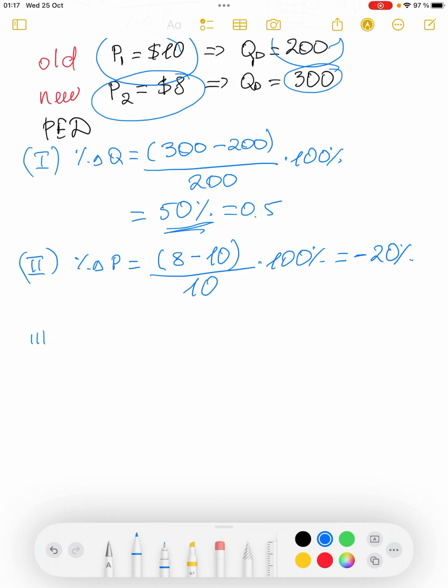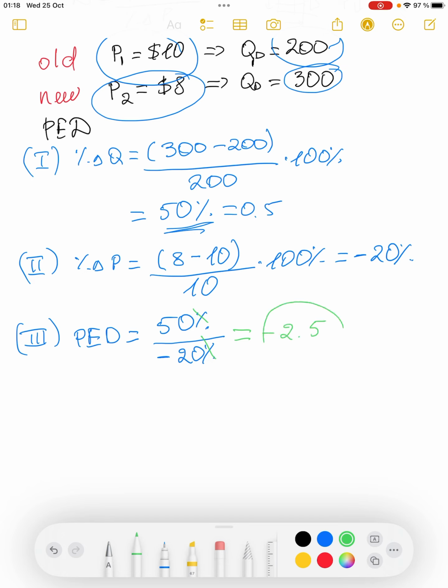So the third step, PED is equal to 50% over minus 20%. The percentages cancel themselves out, and you're left with a coefficient of 2.5. So that is your price elasticity of demand.